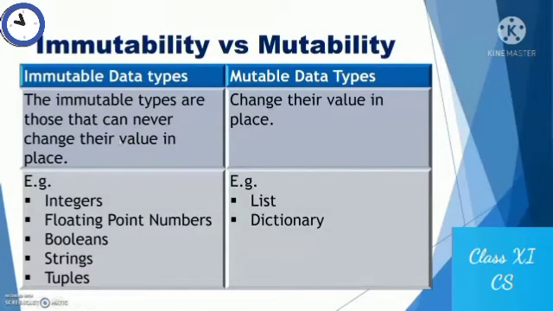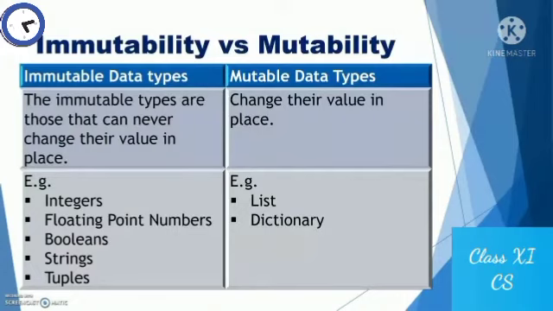Immutable data types are those that can never change their value in place. As we all know, variables are not storage containers in Python, right? Whenever the value is changed, their memory location also changes. So, immutable data types are those that can never change their value in place. We cannot change a particular variable in place with another value. It will change in another location, right? Examples are integers, floating point numbers, boolean, strings and tuples.